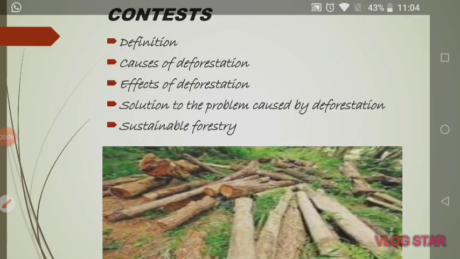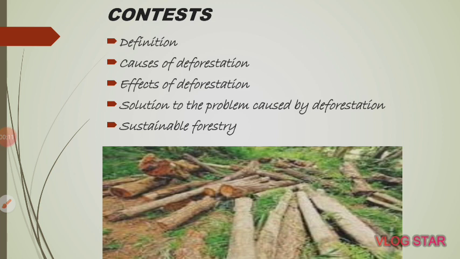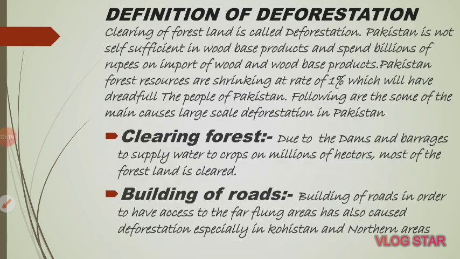Okay, in this topic we're going to discuss today the definition of deforestation, the effects of deforestation, solutions to the problems caused by deforestation, and the last one, sustainable forestry. Okay, definition of deforestation. What is the definition? It means cutting the forest. You cut down the trees and clear the land. It is called deforestation.